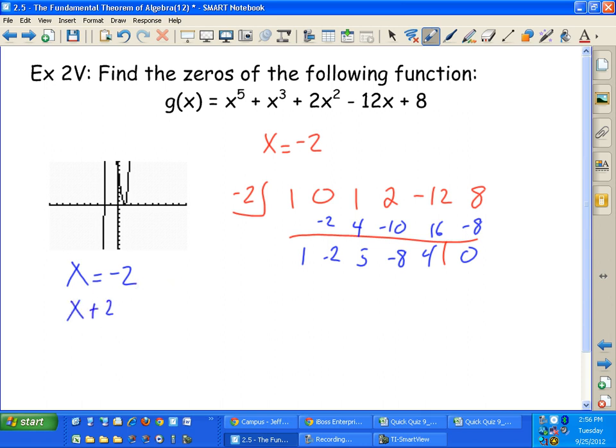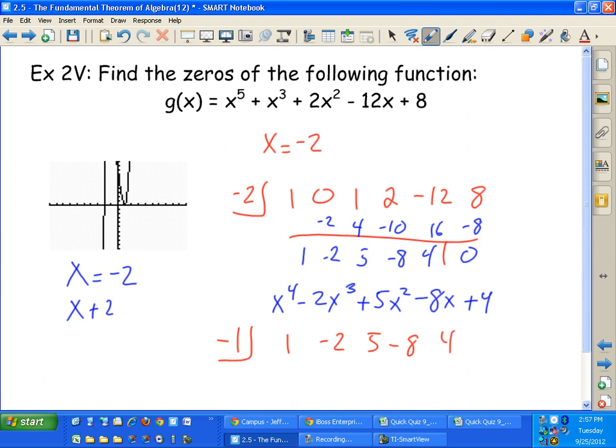And so now I have this great function of x to the 4th minus 2x cubed plus 5x squared minus 8x plus 4, and then I'll have to probably pick another 0, and it looks like maybe +1 would be another one. So I would do synthetic division on that and say, oh, -1, and see if I can get that be another 0. So -1, and I still have my leading coefficients of 1, -2, 5, -8, and 4. And so I will try synthetic division on that.